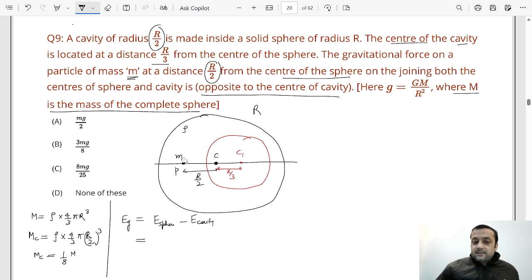So for a solid sphere, this point is an inside point. So the formula will be GMx by R cube. G into M into x, which is R by 2, GMx by radius cube. This is the field due to the entire sphere minus field due to the cavity.